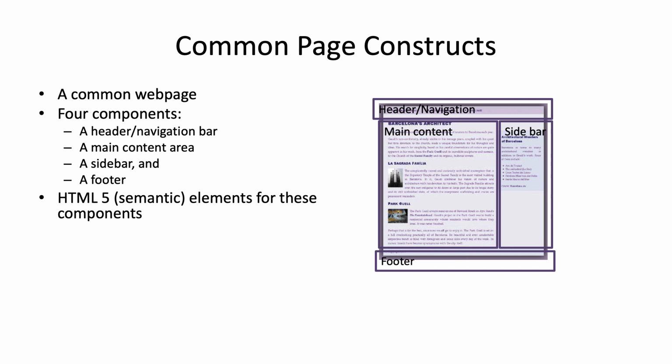And for the HTML semantic or structural elements, you have 1 for each of these components. So you have header and nav for the header and navigation section, and then article and section for the main content part. The aside is used to mark a sidebar, and footer is used to mark the footer. So the names themselves are quite straightforward and easy to understand in terms of which part of the page they represent.